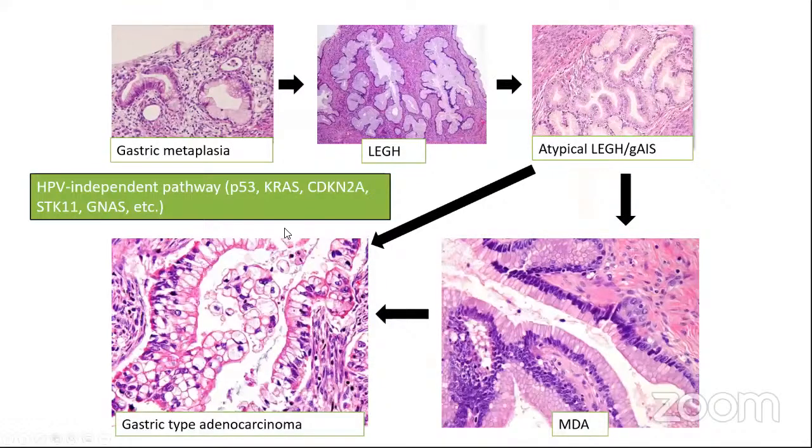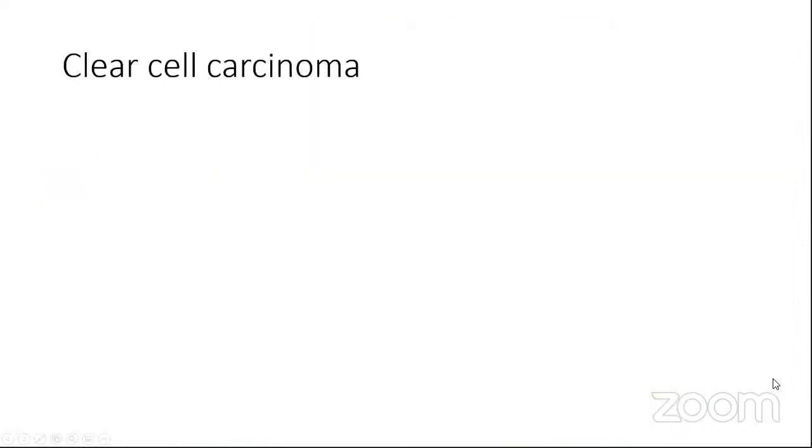So this is the pathway that we think is the development of these tumors: gastric metaplasia / lobular endocervical glandular hyperplasia. I'm going to be talking about that in a little bit, which, based on different kinds of mutations, can develop directly into gastric type adenocarcinoma or be morphologically very well differentiated, which we don't really use this term, but people may be more familiar with minimal deviation adenocarcinoma.